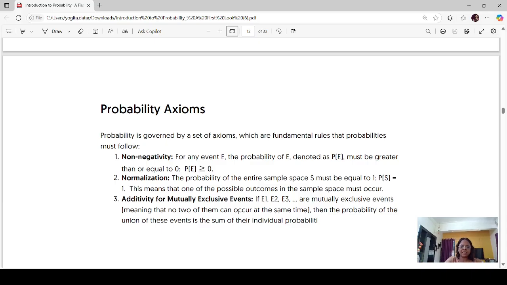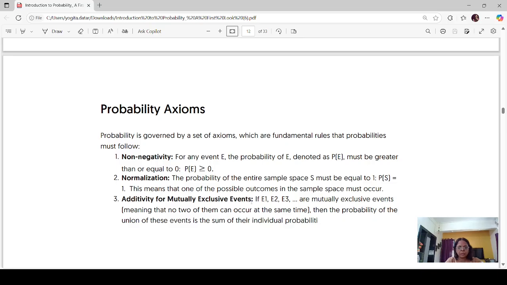And the third axiom is additivity for mutually exclusive events. Now the question is, what is a mutually exclusive event? Mutually exclusive events means the events which do not have any point in common between them. That is, their intersection is 0, or we can say the intersection is the empty set.